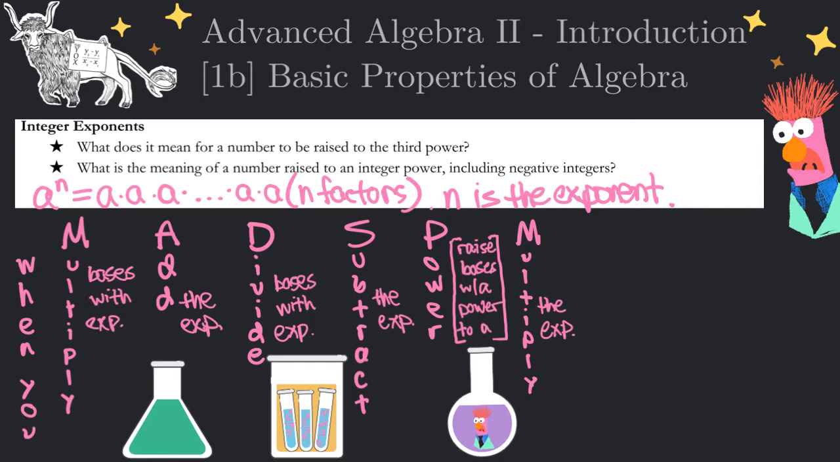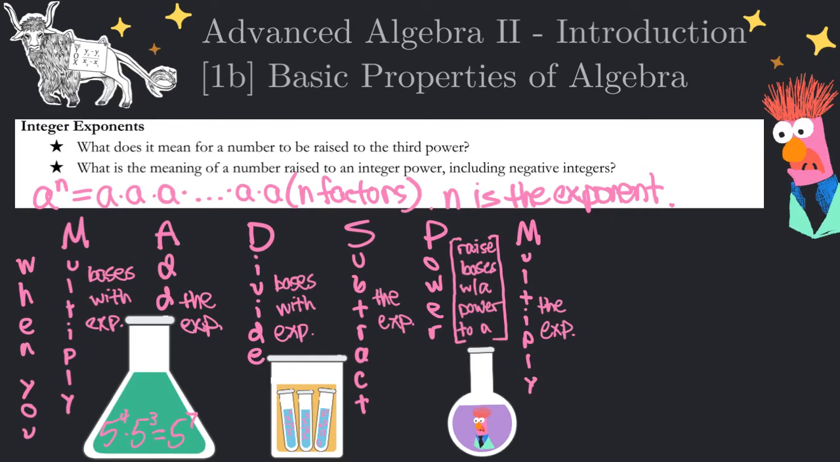Let's apply that MA part of the mnemonic using this example, 5 to the third power times 5 to the fourth power. Applying the rule, we have 5 raised to the 3 plus 4, which is 7, and that's our answer. Of course, we could find out what that is on a calculator or by hand.